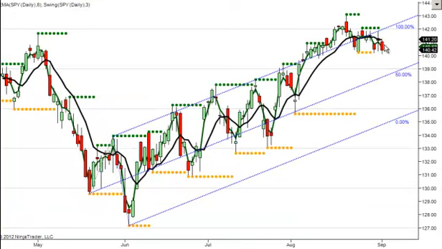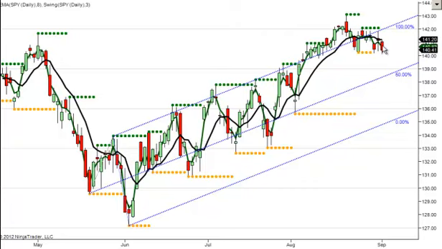Here's the SPY, just using the T line and the 2 EMA, and I've got Andrew's pitchfork lined up on this as well. But you can see how we're trading underneath the T line. When I look at price action and the T line, what I want to ask myself is, what is price action doing in relationship to the T line?